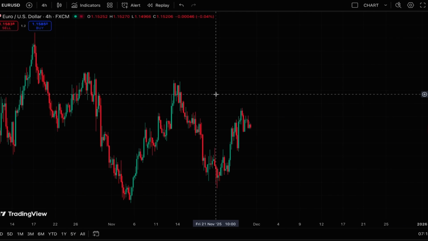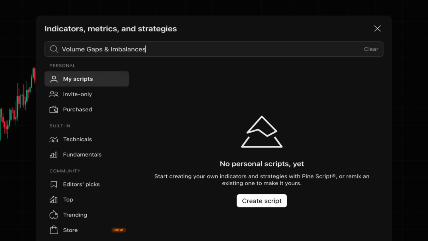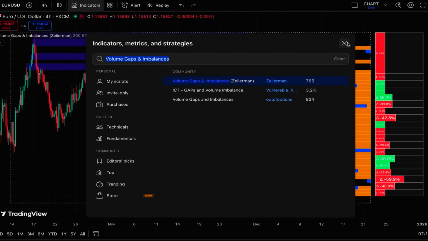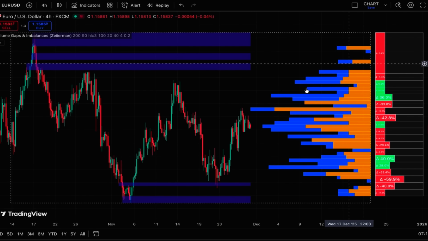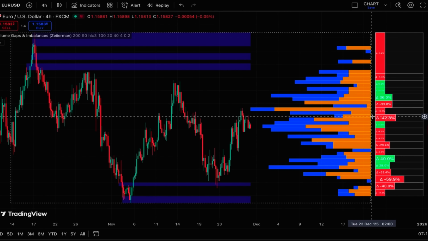Alright, to add this amazing indicator to our chart, we click on indicators and search for volume gaps and imbalances, which is written by Zierman. Alright, this is the indicator, and as you can see, it is added here on the right side of the chart. At first, it may look like a volume profile indicator, but that is not all, and we get more information from this indicator as I mentioned at the beginning of this video.